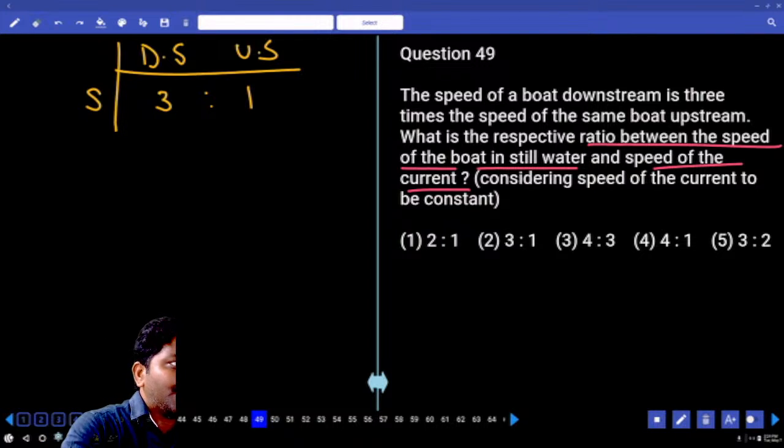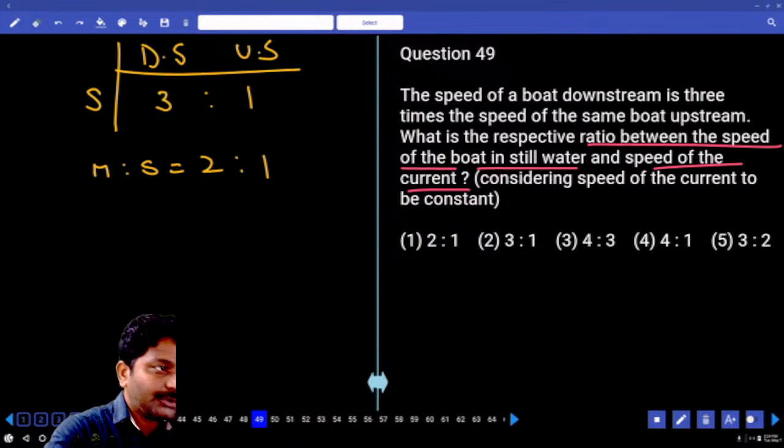So when you have downstream and upstream, how do you get the ratio between boat speed and stream speed? Sum by 2 and then difference by 2. Right? Sum is 4, by 2. Difference is 2, by 2. Ratio 2:1.